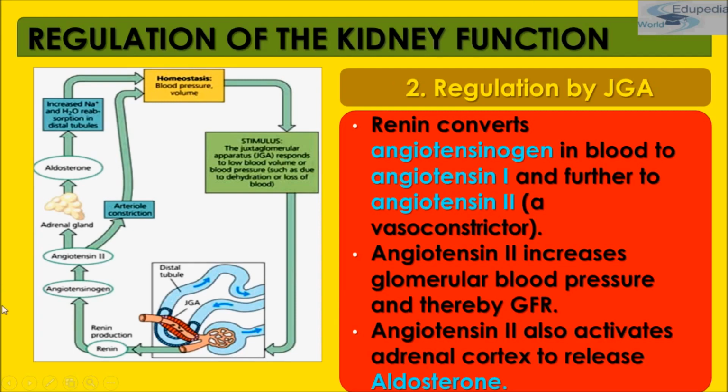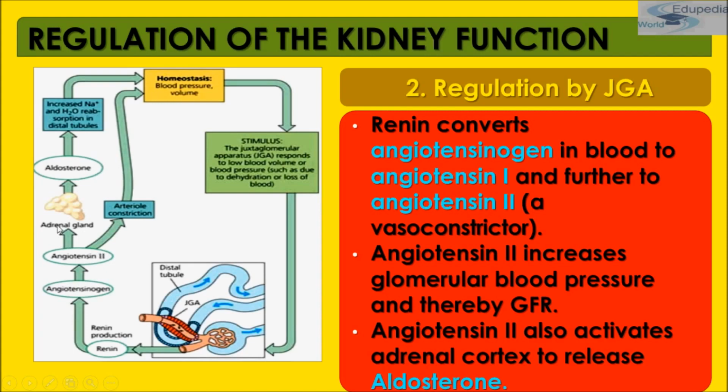Now let's see this flow chart, how it happens. See, homeostasis, such as blood pressure and blood volume, gives a stimulus to the JGA and it responds to low blood volume or blood pressure, such as due to dehydration or loss of water. So this is the JGA, as I have told you, and this is the efferent arteriole and this is the afferent arteriole. The afferent arterioles have stretch receptor cells in the JGA, that is juxtaglomerular apparatus, which secrete renin. Renin production takes place when ionic composition of blood or blood pressure or GFR decreases. Now the renin converts angiotensinogen to angiotensin 1. First it gets converted into angiotensin 1 and later on it gets converted into angiotensin 2.